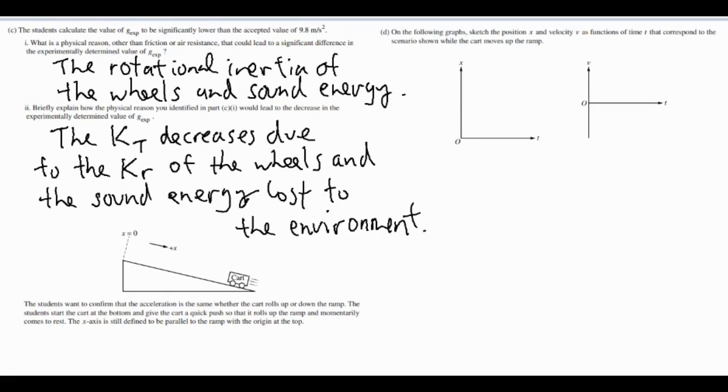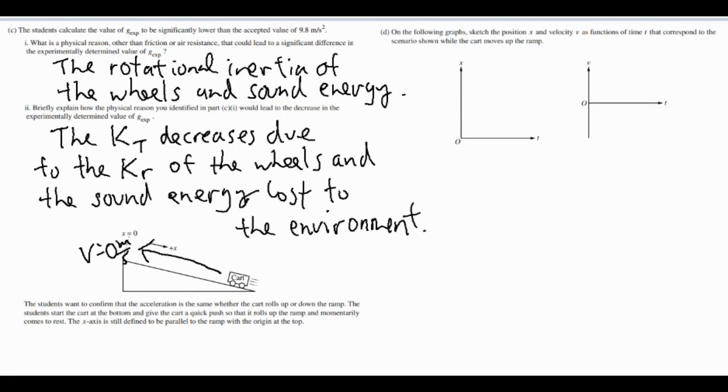And then for my final part, it says the student wants to confirm that the acceleration is the same whether the cart rolls up or down the ramp. The students start the cart at the bottom of the ramp and give it a quick push so that it rolls up the ramp and momentarily goes to rest. So it goes up this way and momentarily comes to rest at the top. So go ahead and write as much as possible to cue me in to what's going on.